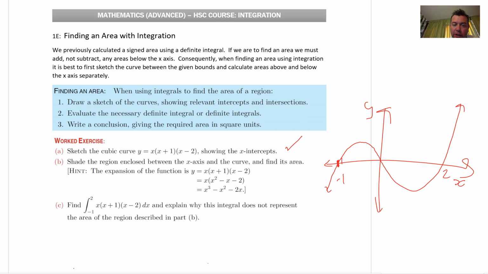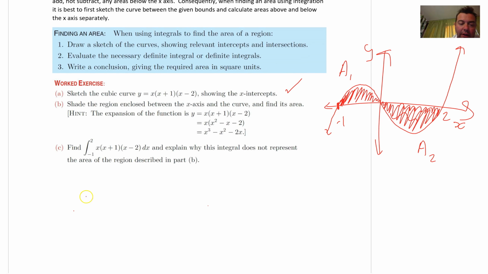Now shade the region enclosed by the x-axis and the curve. So that's this part here and this part here. Righto. And I need to calculate the area. Well, I'm going to call that area 1 just for the sake of clarity, and that area 2. And let's work these things out. So area 1.